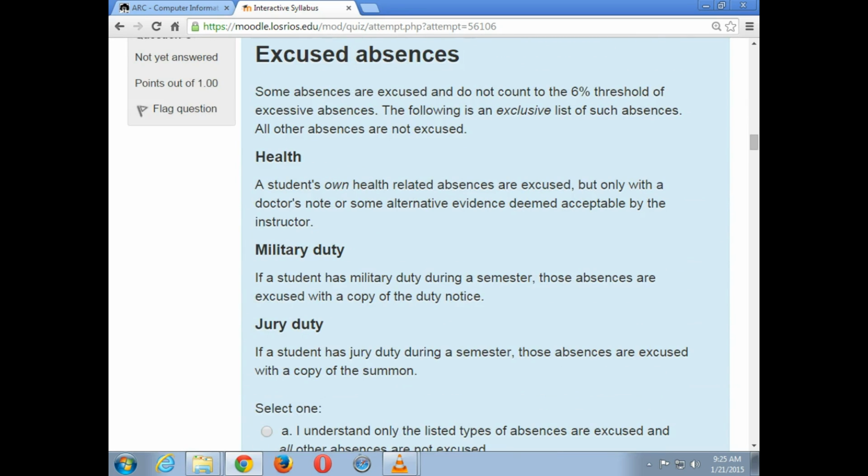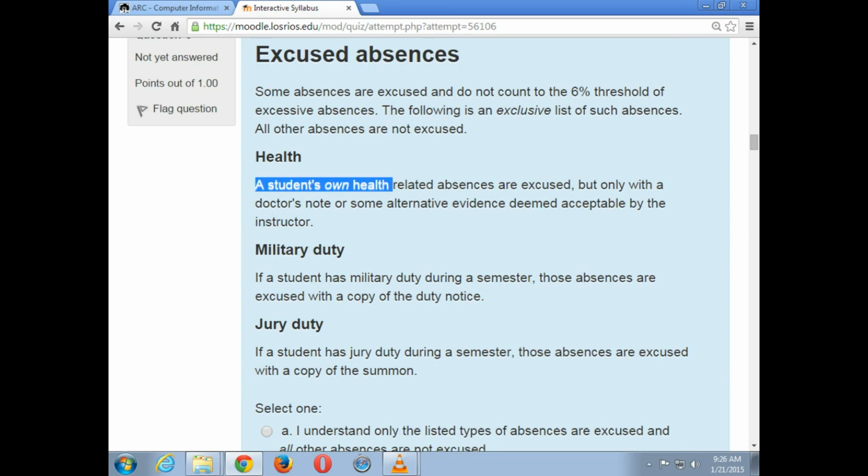Excused absences. Certain excuses are acceptable, and in fact, the college mandates that I have to accept these excuses. The first one is health. The thing about using health as an excuse is it has to be the student's own health. It cannot be the health of somebody else.